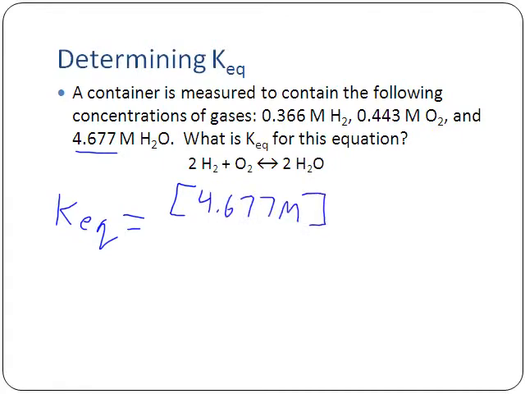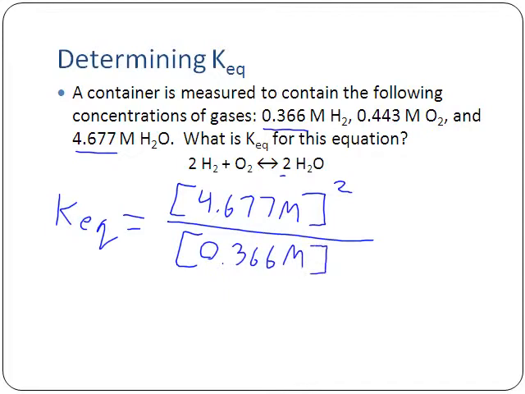Now, we then say KEQ is the concentration on the right side raised to the coefficient power. The coefficient here is 2, so it'll be this squared. Divided by, on the bottom, we want the first one here, which is H2. So the concentration of H2 is 0.366 molar, raised to the power we have there. The power here is 2, the coefficient there.